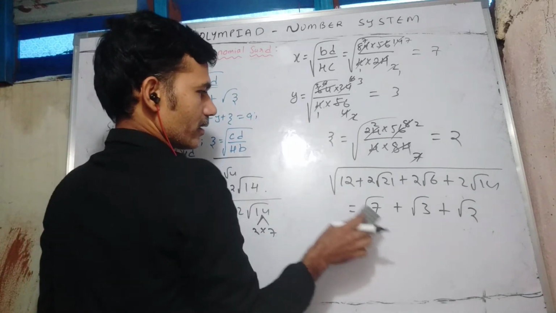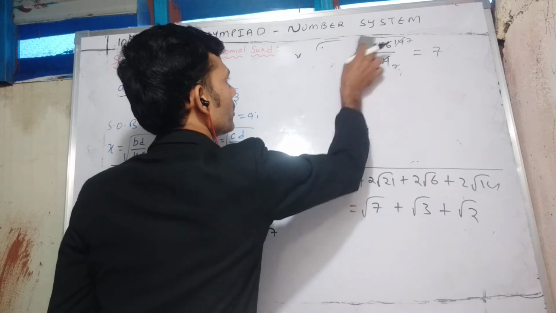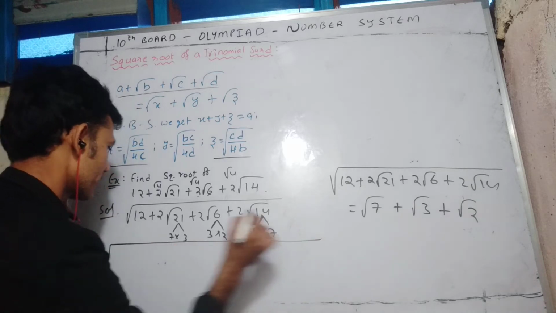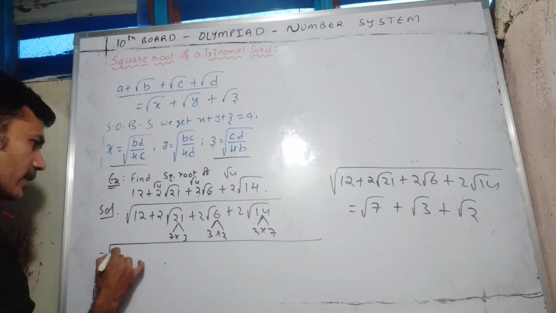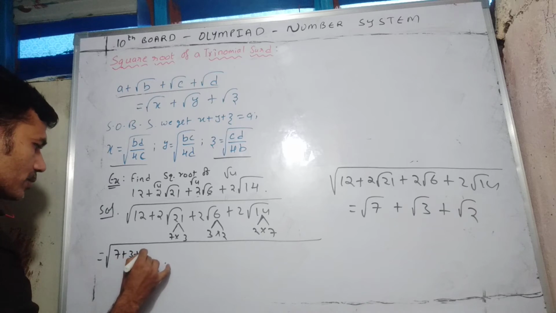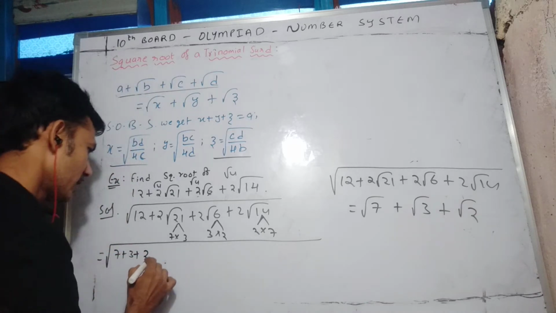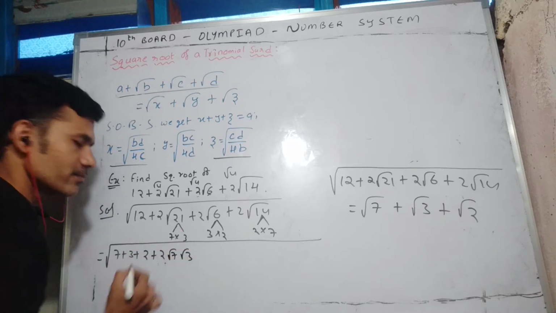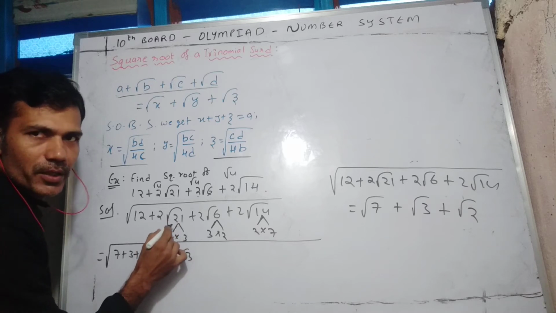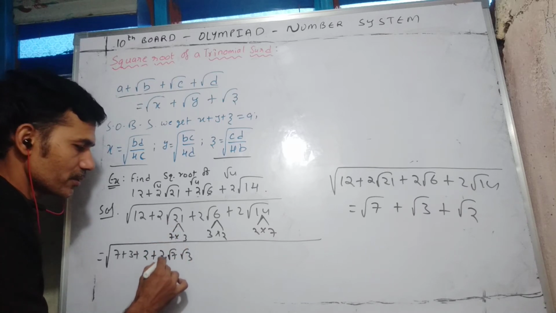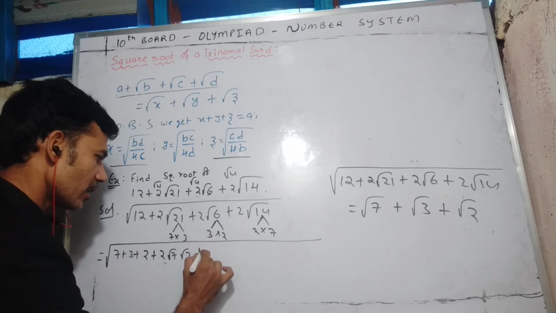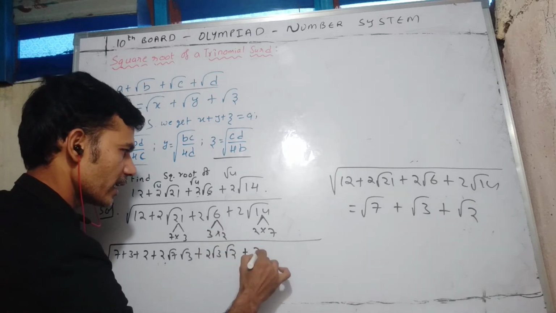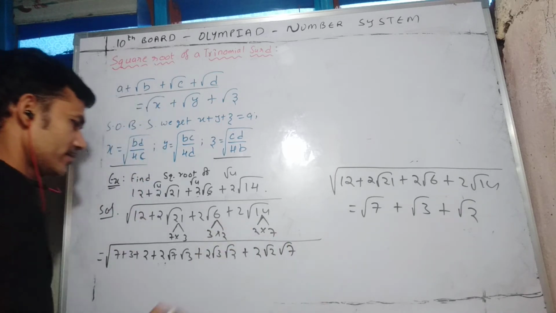Okay, the answer I won't erase. I have to verify whether the answer is correct or not. So this I will write like this: 12 you can write as 7 plus 3 plus 2. It is 12 only. This one, instead of root 21, I will write root 7 into root 3. So 21 you can write as 7 times 3. Using laws of radicals, you can write root 7 into root 3 like that. This, I can write as 2 times root 3 into root 2. This, I can write root 14 as root 2 into root 7.